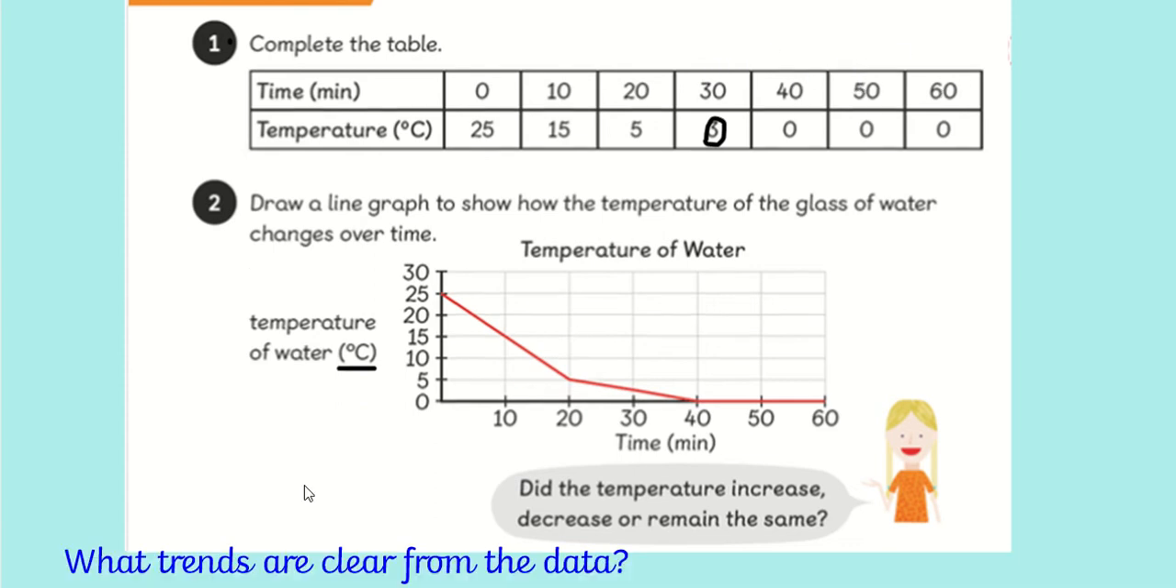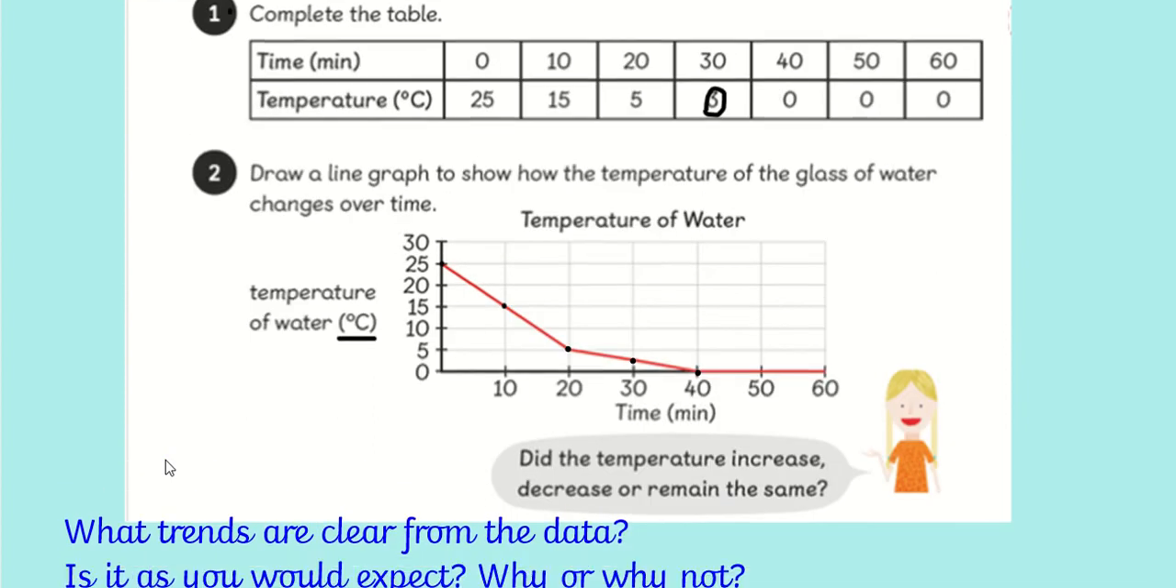Okay, so they've plotted it. At 0 it's 25, after 10 minutes it was 15, after 20 minutes it was 5. After 30 minutes they've used what they do know: it's not on a line, but they know that sort of halfway between 5 and 0 is 3. And then at 40 minutes it was at 0, so it's on the line. Only after they put their points in, they have joined them together with a ruler.